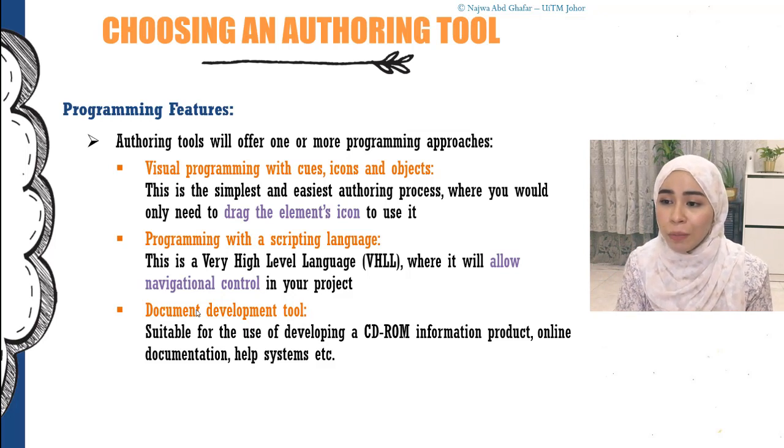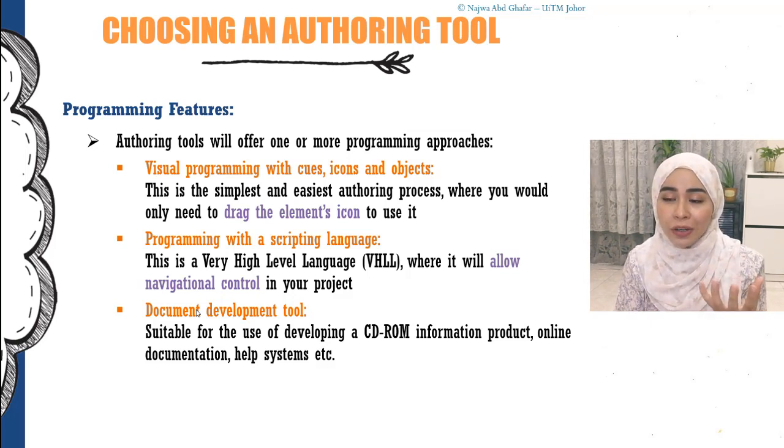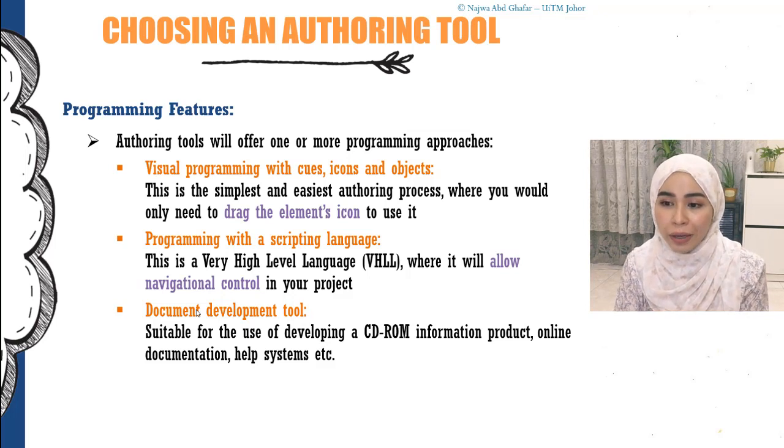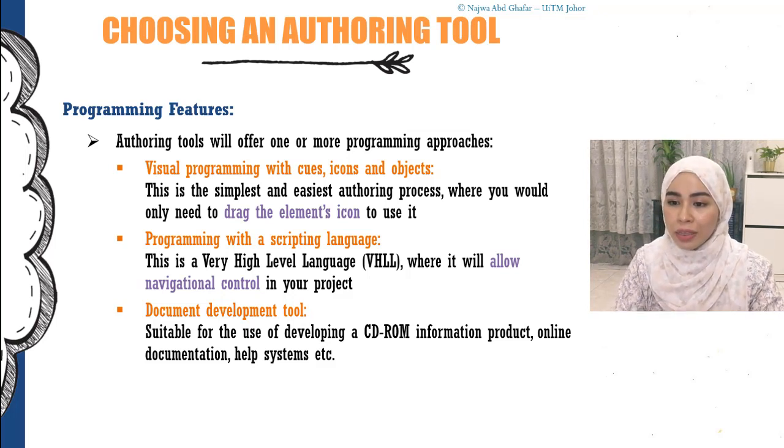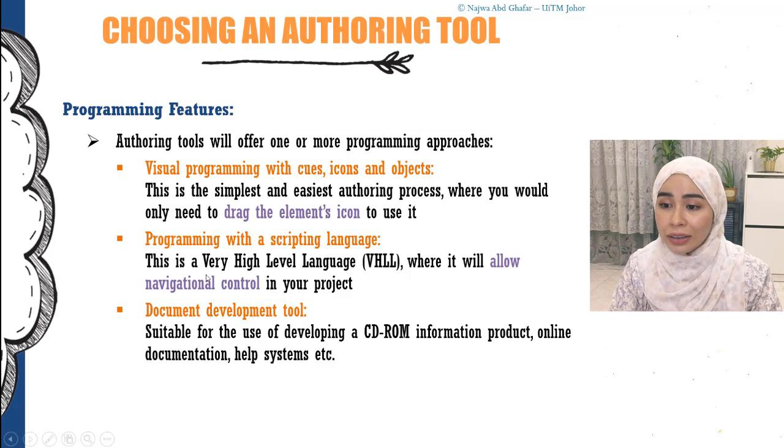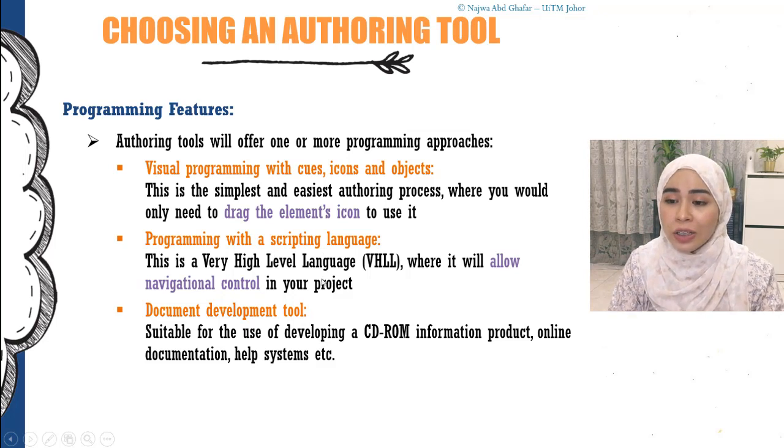Visual programming with cues, icons, and objects is the simplest and easiest authoring process, where you would only need to drag the element icons to use them. So if you don't have programming experience, then you can just use visual programming. With software such as card and page based or time based authoring tools, you use programming with a scripting language. This is a very high level language which allows navigation and control in your project. You can always program it yourself.